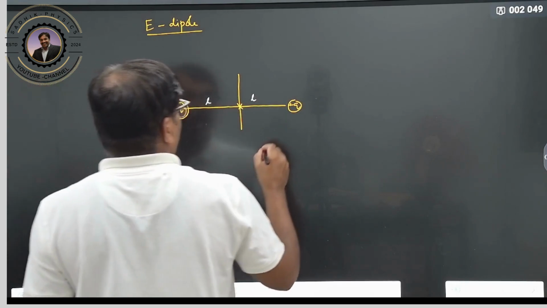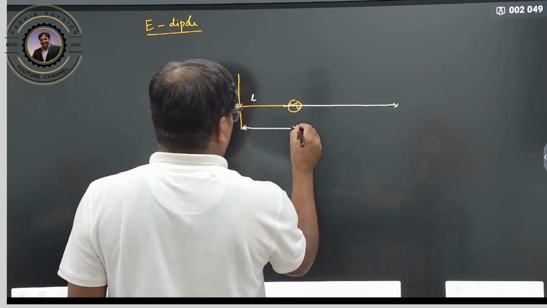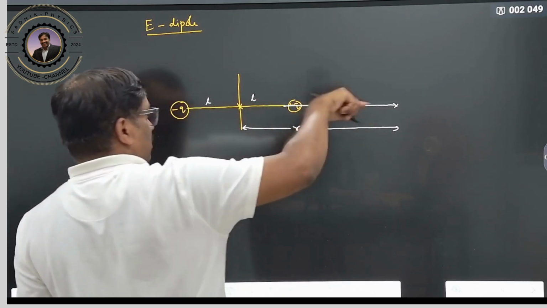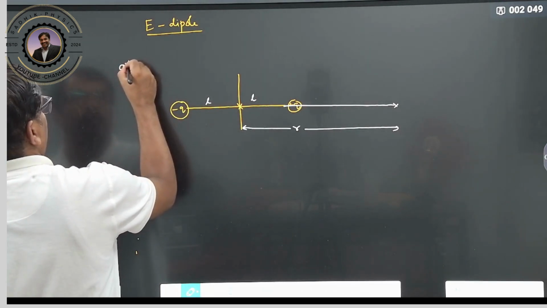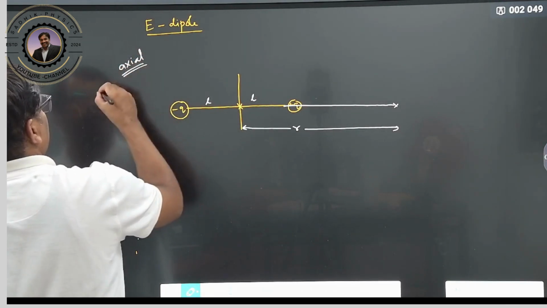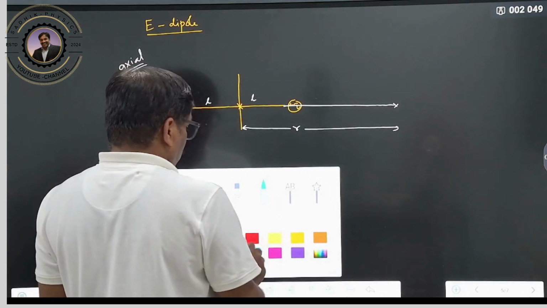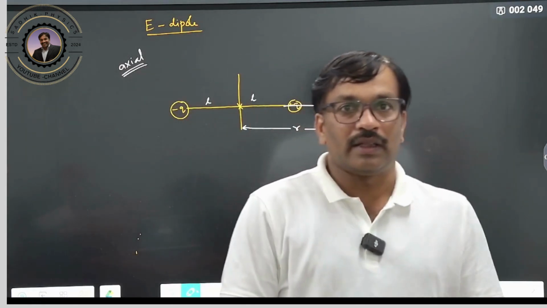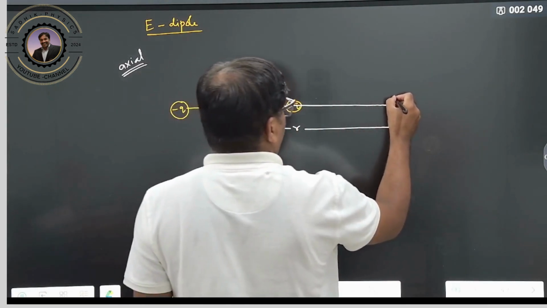We want to calculate the field at a distance r from the center of your dipole, along the axis of the dipole. This is nothing but the axial line, so the electric field along the axial line. I already told you many times that if you want to calculate the electric field, you have to consider plus 1 coulomb here.